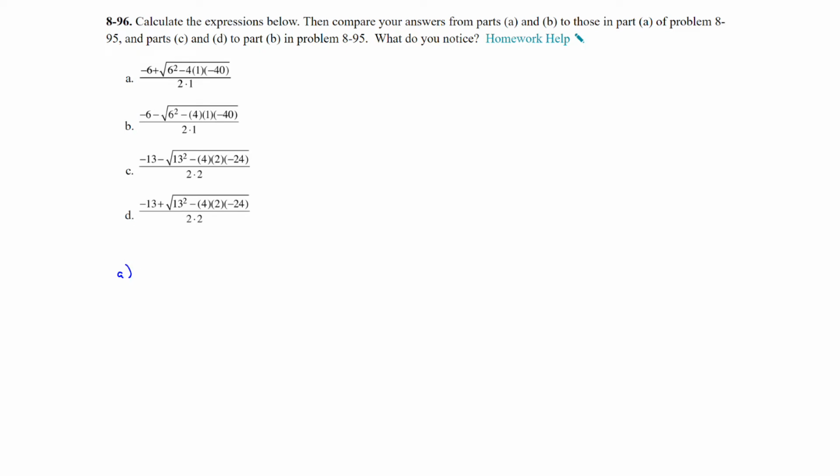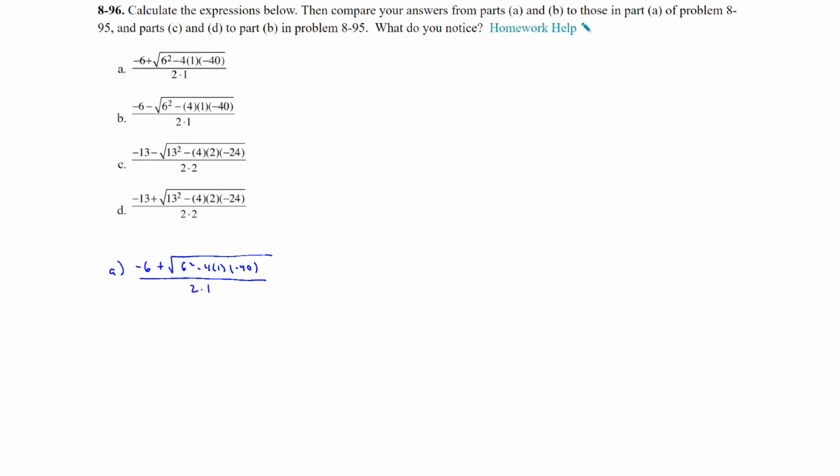So on A, we have negative 6 plus the square root of 6 squared minus 4 times 1 times negative 40. And that whole thing is divided by 2 times 1. So you can simplify this individually. You can plug it all into your calculator at once. I'm going to simplify what's underneath the square root, and then we can plug the rest of it into the calculator.